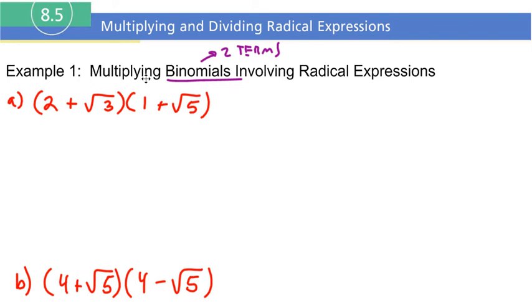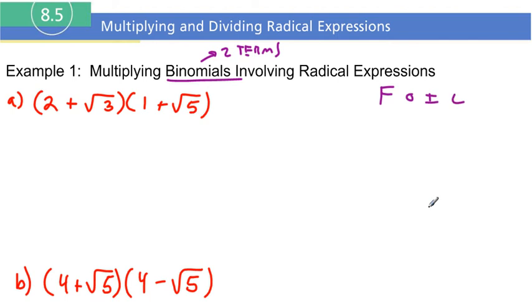Okay, so we're multiplying binomials, and they involve radical expressions. It's kind of neat to know what these terms mean. We're not just saying, okay, multiply binomials, whatever that means. You want to have the context of what this stuff means. So if you notice, it's a binomial, and we're multiplying. Just as we did in chapter 5, we can multiply these using FOIL.